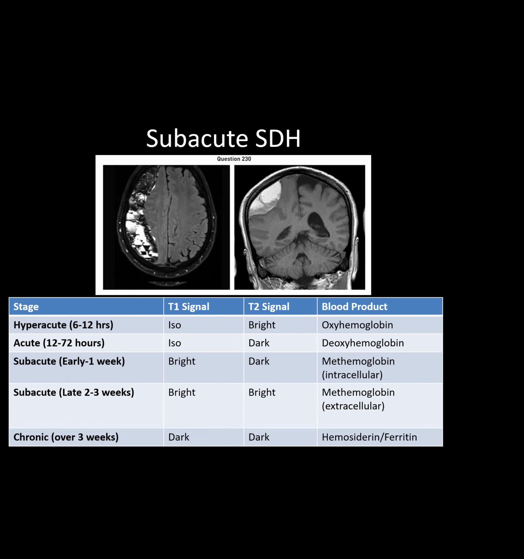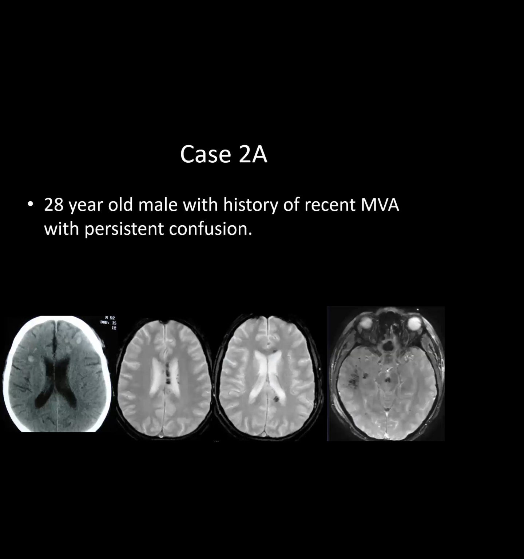If I had to pick two things from this chart to remember: subacute blood with methemoglobin is when it's bright on T1. And the only time blood is bright on T2 is when it's hyperacute, like the first day, the first few hours, and then when it's late subacute. So if you look at this case, it's very bright on T1, it has a lot of bright components on T2, so it's probably a late subacute hematoma. Big picture, bright on T1, that's methemoglobin, that's subacute blood.